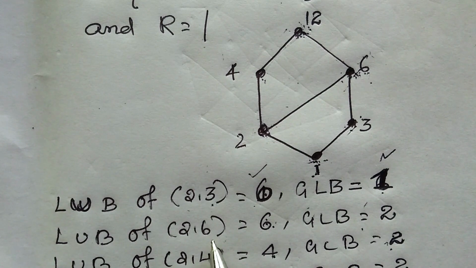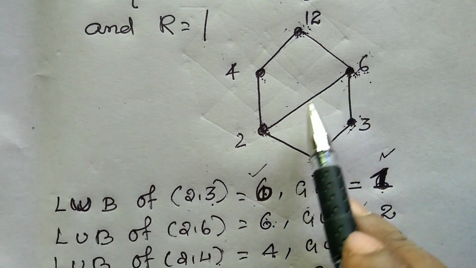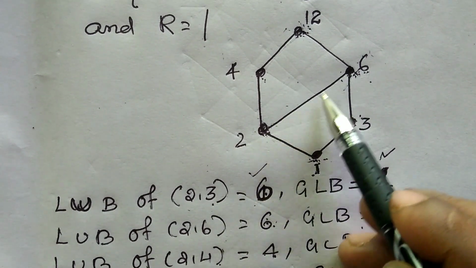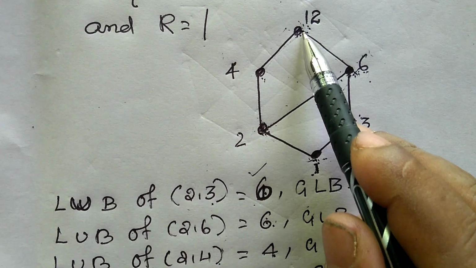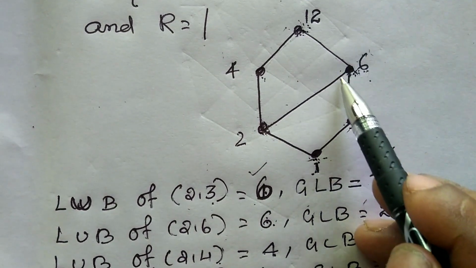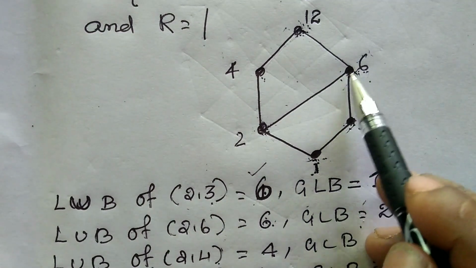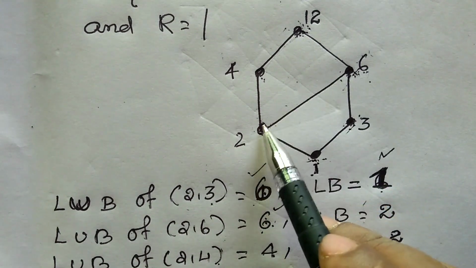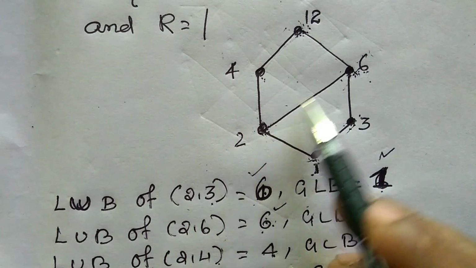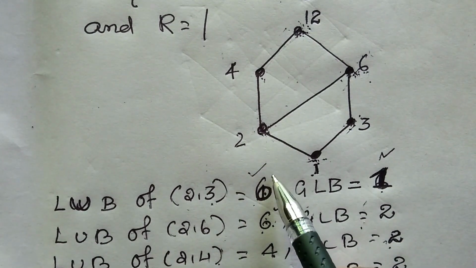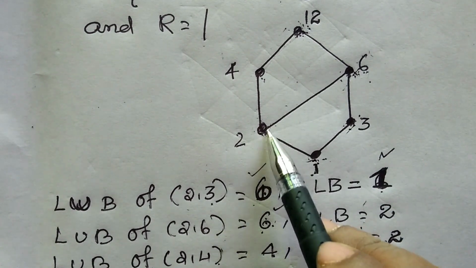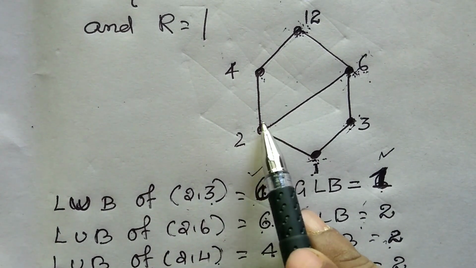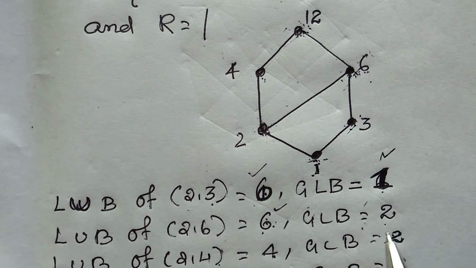Now, if you take 2 and 6, there is a direct connection between 2 and 6. There is one path from 2 to 6, then 6 to 12. So the upper bounds are both 6 and 12. The least value is 6 only, so 6 is the answer. And 2 and 6 are linked with 2 to 6 and 1 to 2, so the lower bounds are 2 and 1. The GLB means the greatest value of the lower bounds, so the answer is 2.